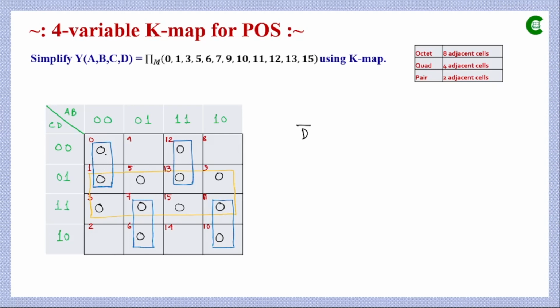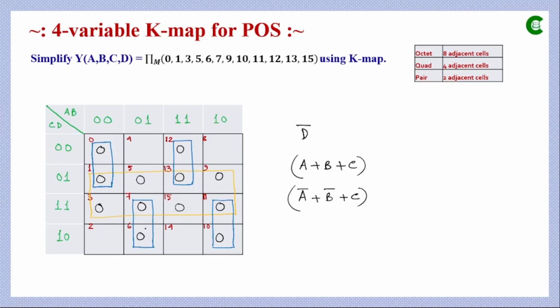If we take this pair first, the values of A and B remain the same and are zeros, so it will be A plus B, and here D is changing value but C remains the same and that value is also 0, so it will be A plus B plus C. Then if we evaluate this pair, the values of A and B are 1, so it will be A bar plus B bar, and D is changing value and C remains the same, that value is 0, so the variable will be C here.